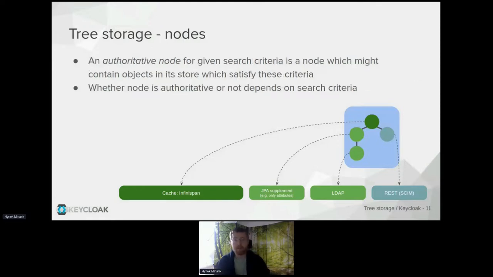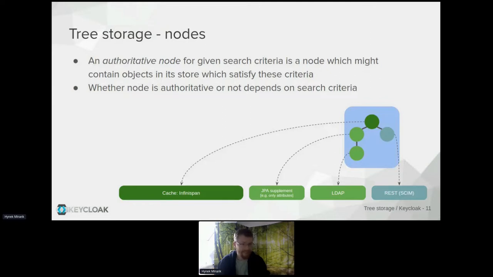We will also need the concept of an authoritative node. The authoritative node is tied to a search criteria. So it is a node that may contain the object in its store. Each of the nodes is tightly coupled with a single storage. So if it can contain an object from that store, then it would be authoritative.